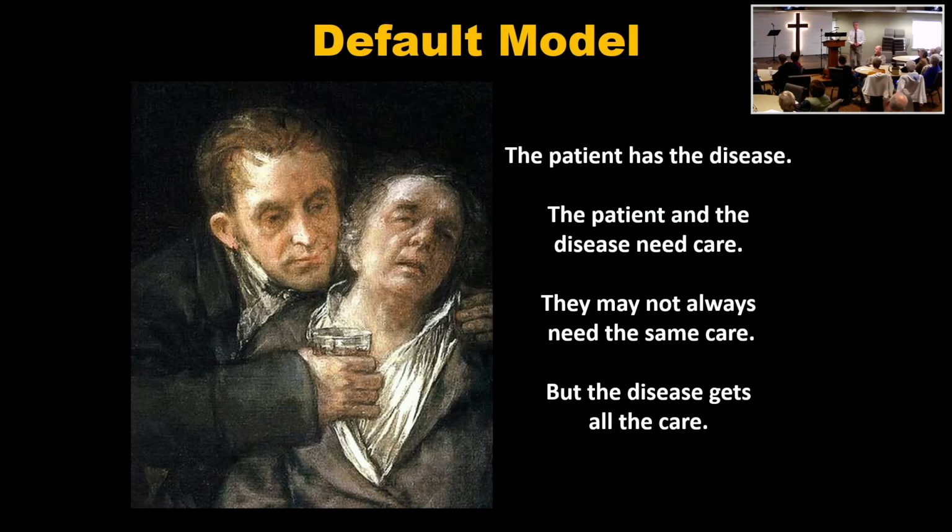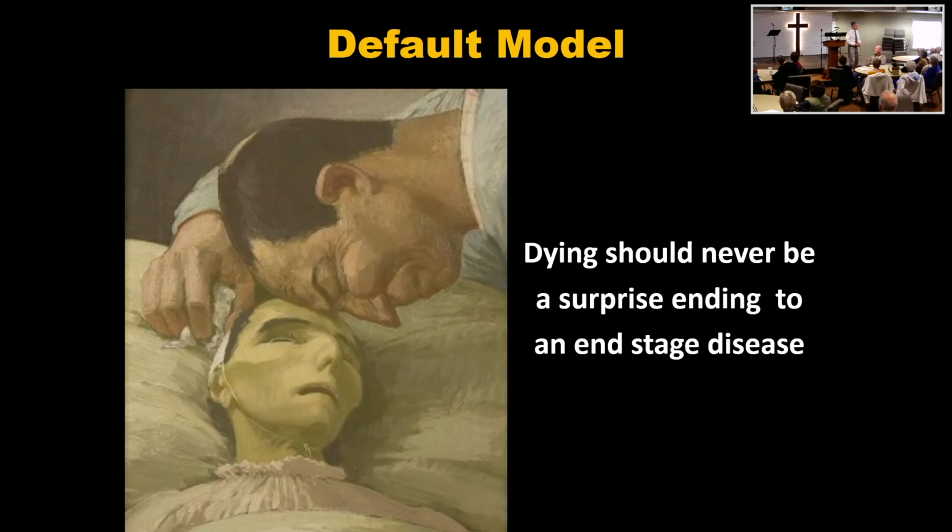So the patient has the disease, the patient and the disease both get care, but the disease gets all the care. The patient doesn't. And the consequence of that is people are surprised when somebody dies. I have had patients who come to see me the year before. You have incurable lung cancer. They undergo chemotherapy. They undergo radiation. They undergo multiple procedures. They come back a year later, I say, oh, your cancer's back. Cancer? You never told me I had cancer.